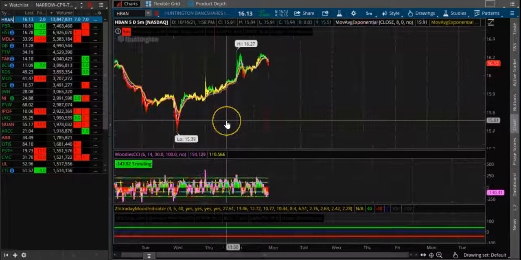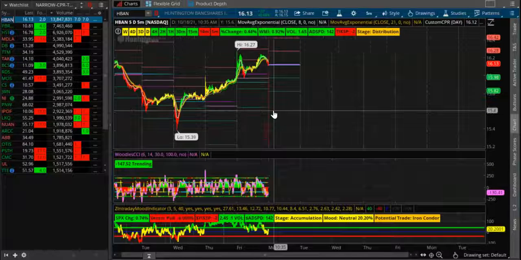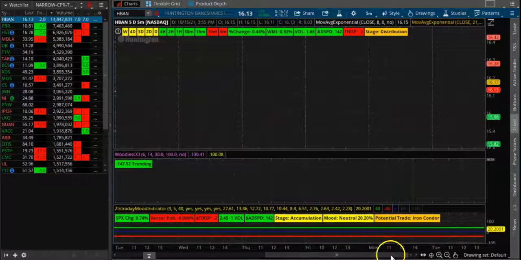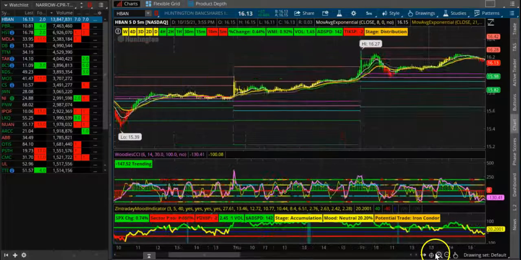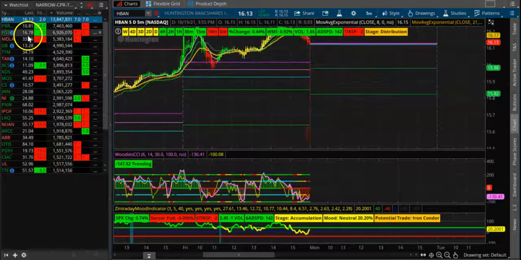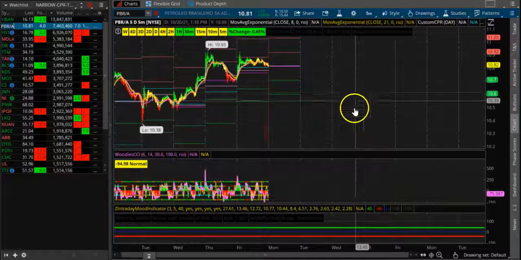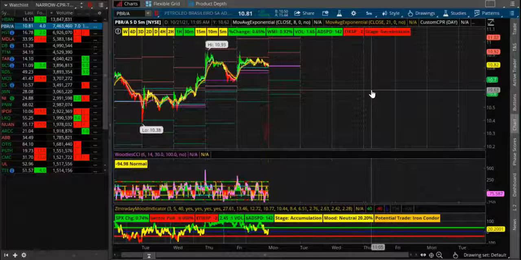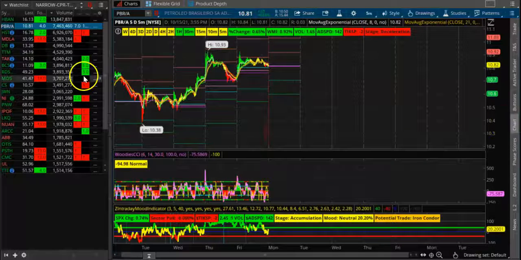The first one is Huntington Bank. It's a 5 minute time frame. This is a very good uptrending stock. You can see there is a narrow CPR. Next, PBR, this also has a narrow CPR. If you want to do a daily CPR, then you have to go to a 5 or 15 minute time frame. This is a narrow CPR. These 3 uptrending stocks are good ones also.